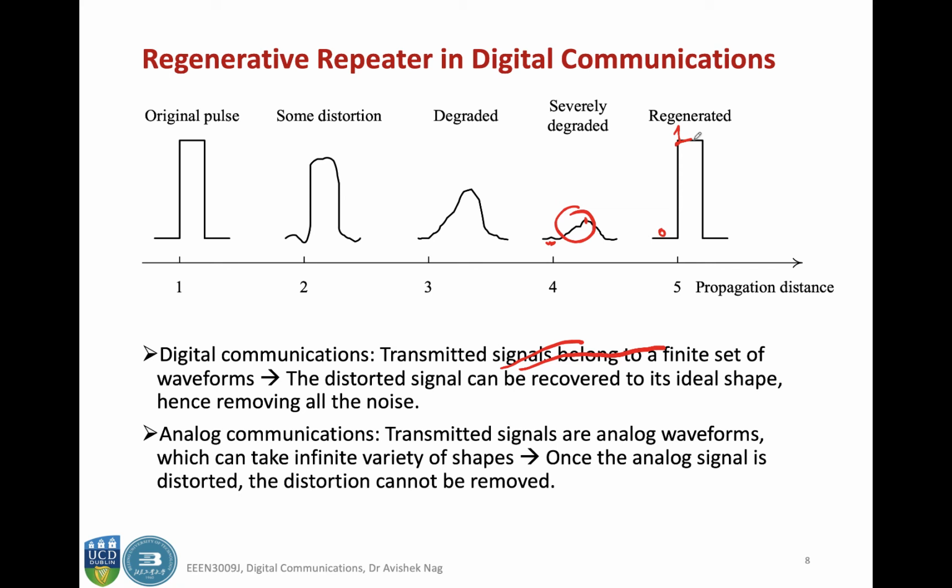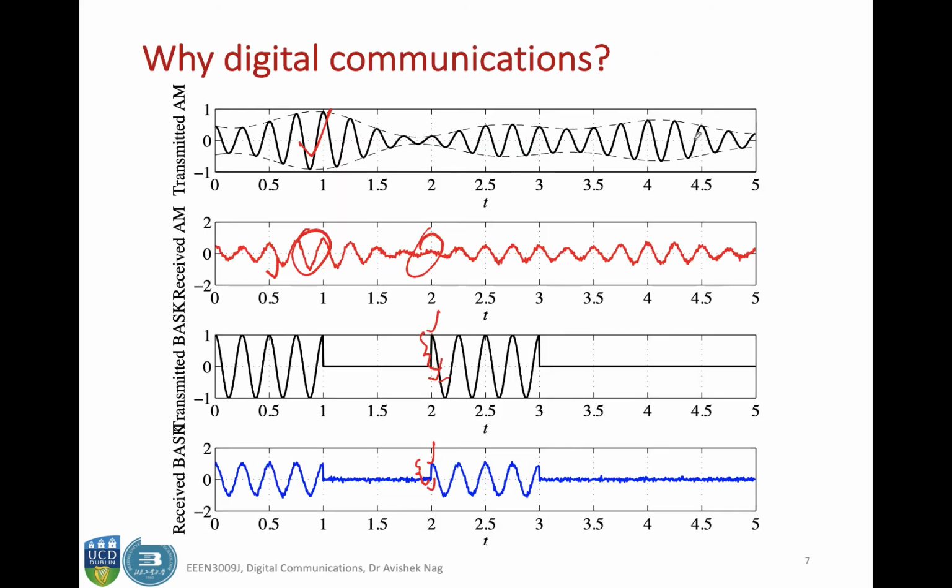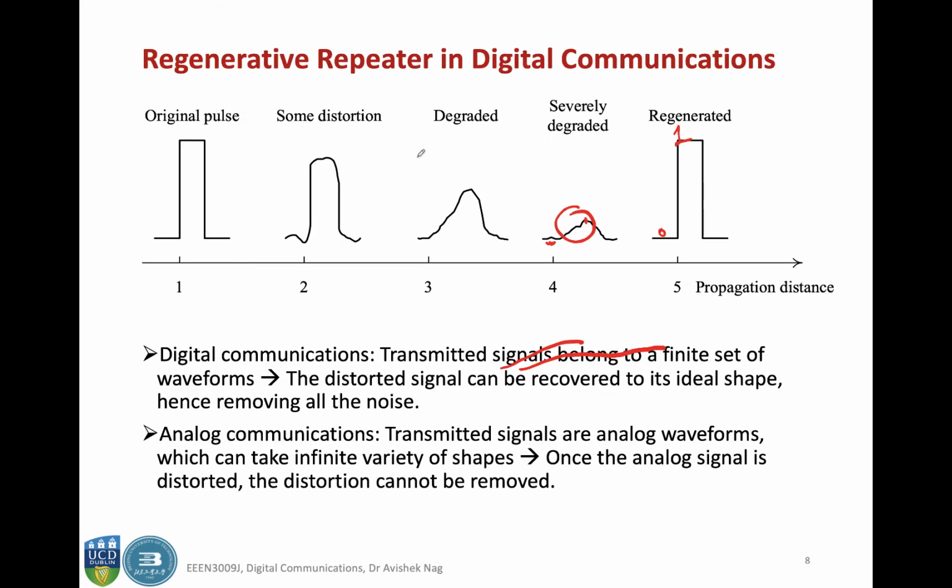But in analog communication, as you saw, the levels of the signals are many. If you go back to the previous slide, you can see that the levels of the signals vary smoothly between many levels. So that's why you can say that in analog communication the transmitted signals are analog waveforms that can take an infinite variety of shapes. So it's a bit difficult to regenerate the signal accurately to its original form. That's another advantage of digital communication that you have.